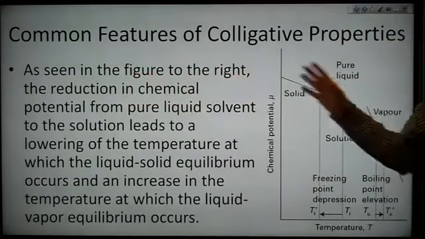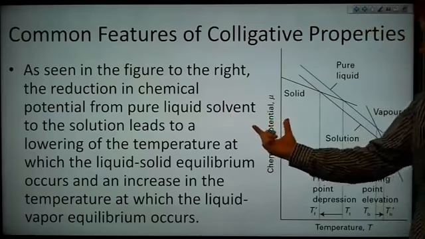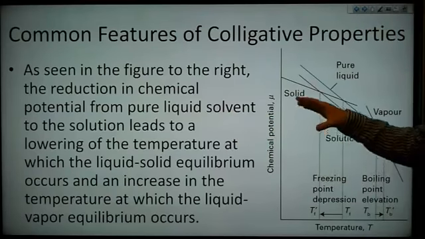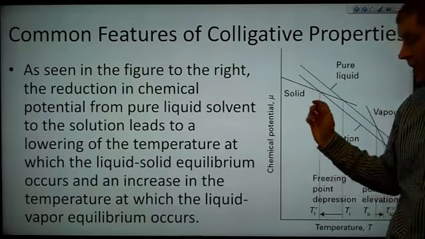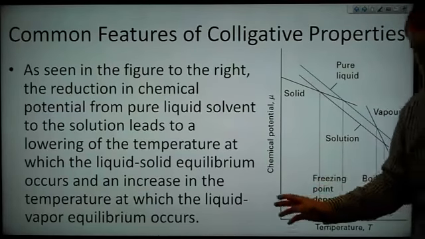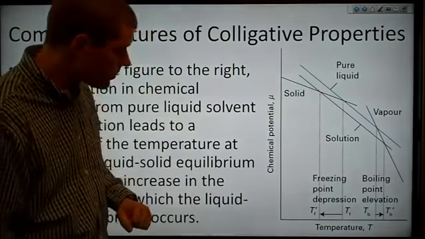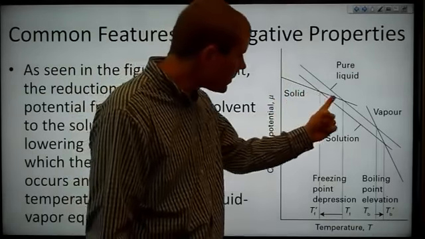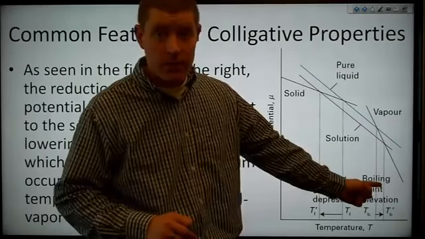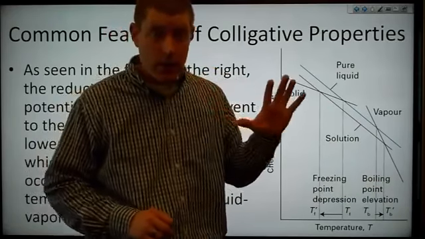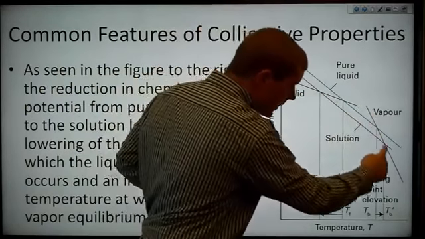As we see in this figure, the reduction in chemical potential from the pure liquid solvent to the solution leads to a lowering of the temperature at which the liquid-solid equilibrium occurs and an increase in the temperature at which the liquid-vapor equilibrium occurs. So we are elevating the boiling point and lowering the freezing point. Remember, we're not changing the chemical potential of the solid, and we're also not changing the chemical potential of the vapor phase because we're assuming that our solute is non-volatile. So that means that this line doesn't change and that line doesn't change.